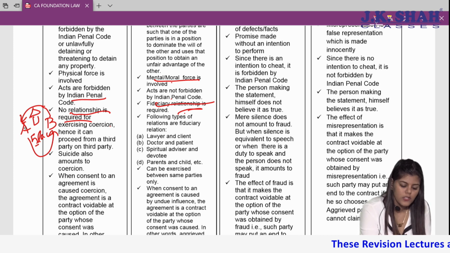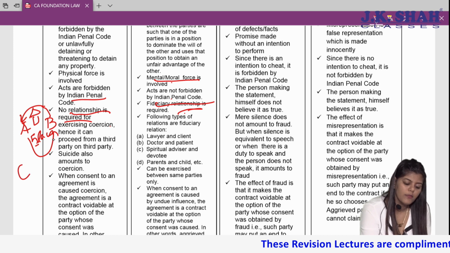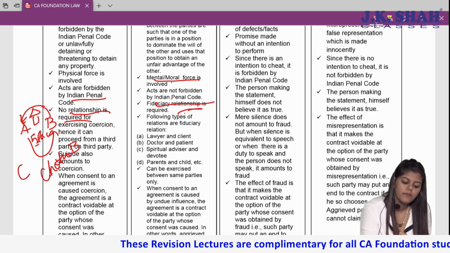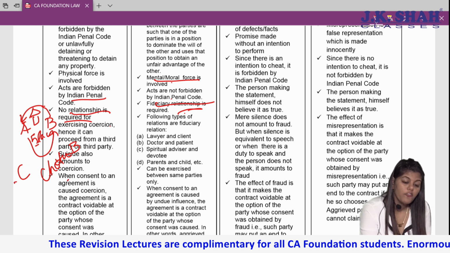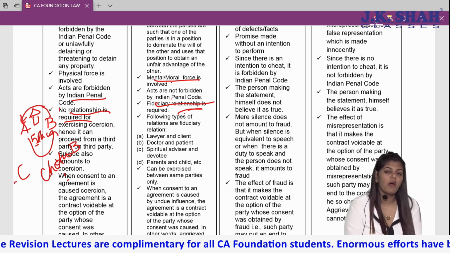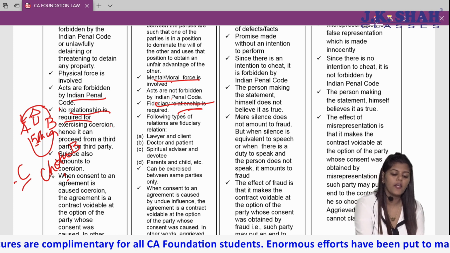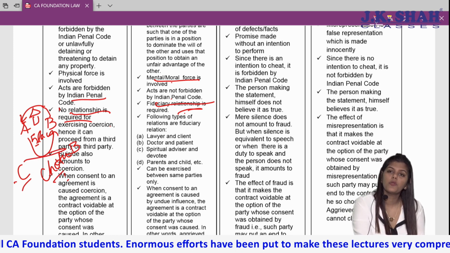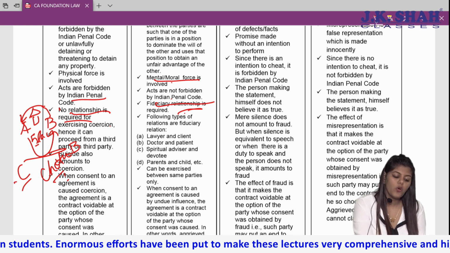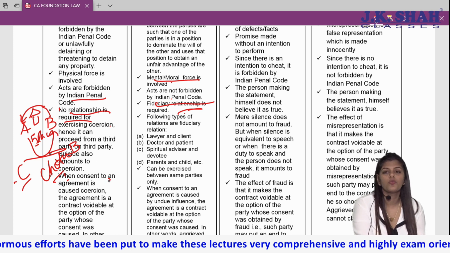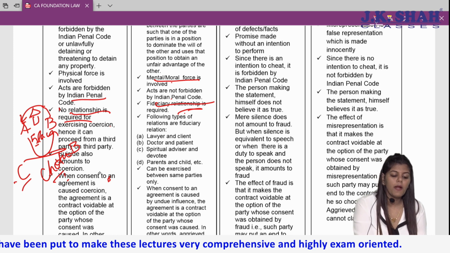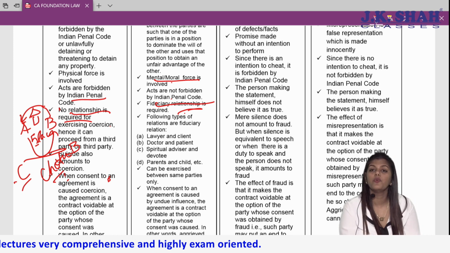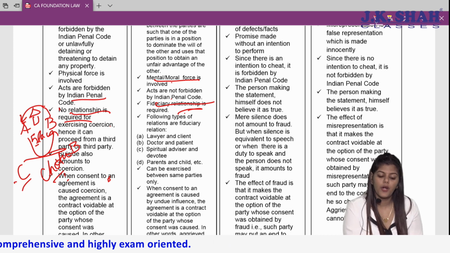Now let me change this. A's elder brother C comes and he goes to Chotu B, B's son, and he tells him, tell your father to sell his house to my brother for 5 lakhs, otherwise I will kill you. That means actual contract is taking place between A and B, but coercion is happening by C to Chotu B. So this third party on third party is possible in coercion, but this is not possible in undue influence because relationship is required in undue influence.